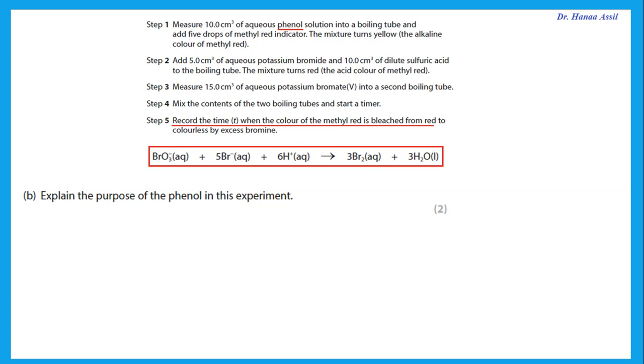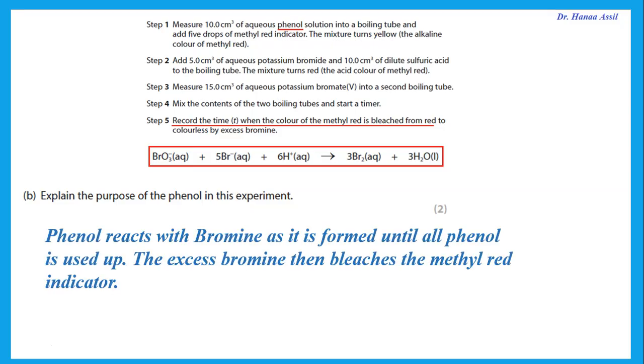And that means the phenol, remember that if I have bromine in the mixture, phenol reacts with bromine. So at the beginning, bromine is being formed. As it is being formed, it will react with the phenol. But then at some point, all the phenol is used up, and that is when the indicator bleaches, indicating that the bromine is present as excess and all the phenol has been used up.